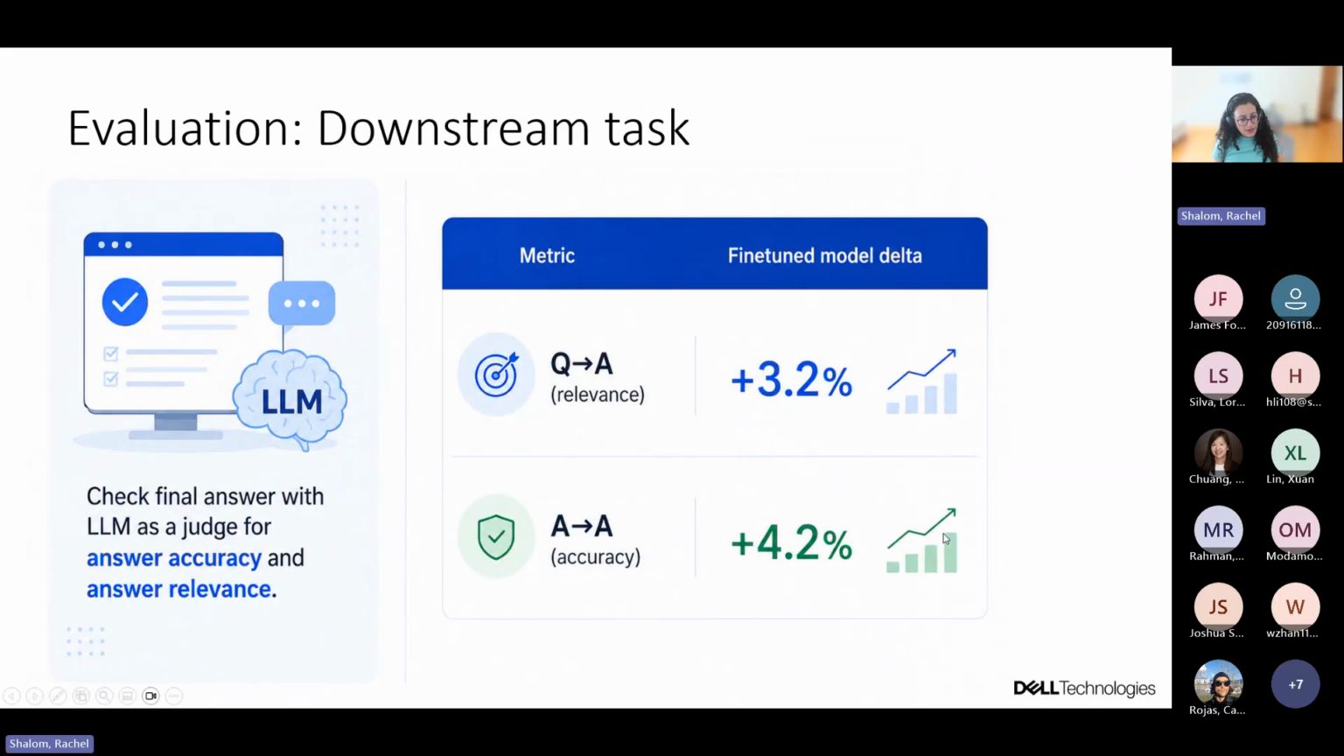One more thing to check is a downstream task. We wanted to check with an LLM as a judge, question to answer, meaning is the answer related to the question? And does the answer match the ground truth? And we checked the answers for the whole system. Then we saw a little less increase, but we still saw an increase of 4%, which is considered a good experiment for us.